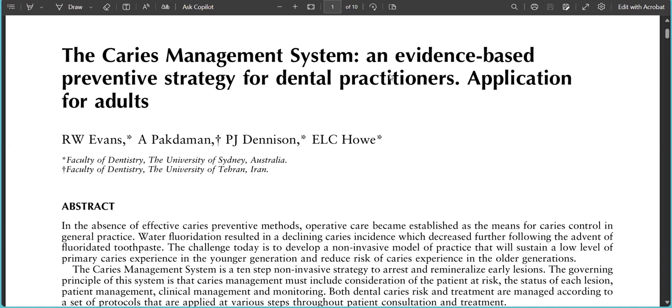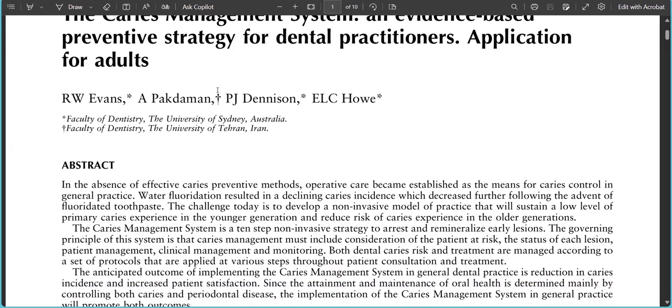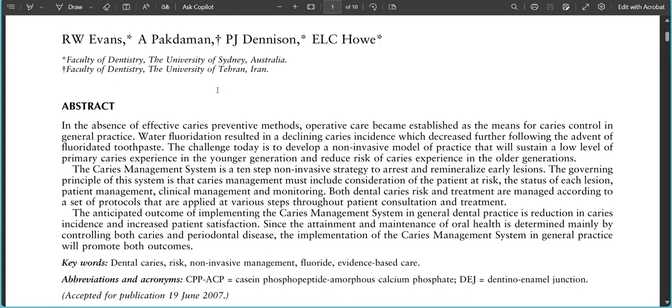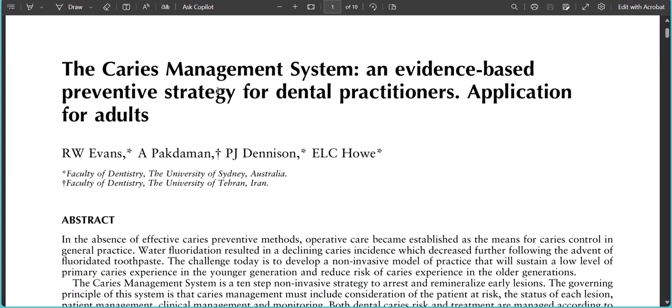And today we are going to start with discussing this topic, which is Caries management system. It's Ivan's article for the application for the adult. So we will be talking about adult teeth. Okay, there are some different strategies that we need to use with the kids. So this article is mainly based on adults, but there is a little bit of difference in the kids. Okay.